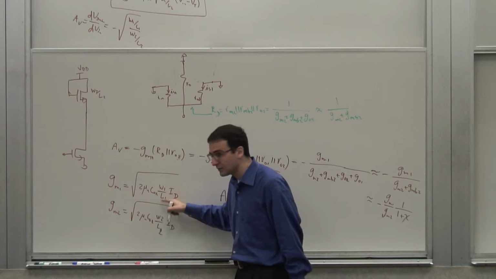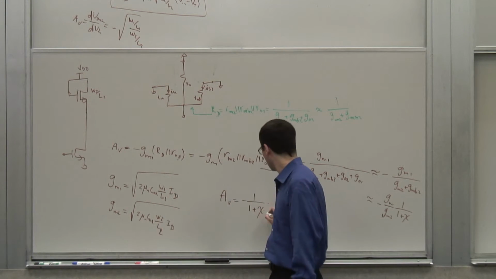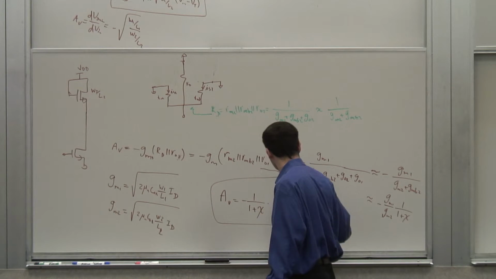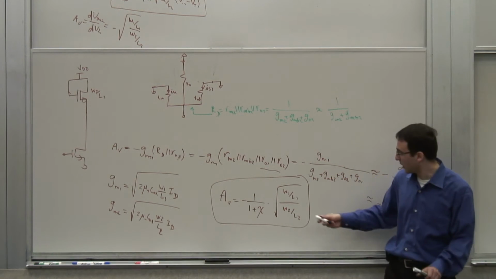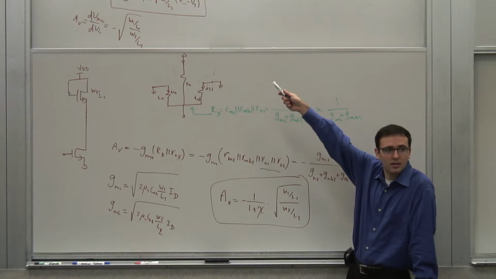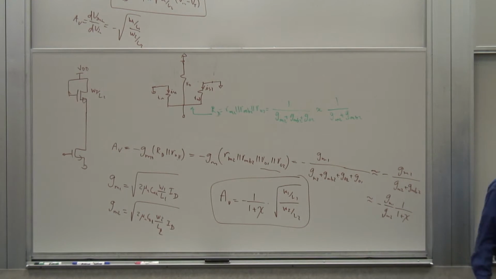Now, the ratio of these two, what is it? These terms cancel, right? It's just the ratio of square roots of W over L. So it's W1 over L1, W2 over L2. This part looks familiar, right? It's the same thing, with the minus sign. The correction term, 1 over 1 plus chi, comes in because now I've taken the body effect into account. And you can see it reduces your gain. So if your chi is 0.1 or 0.2, it reduces your gain by 10 to 20%.